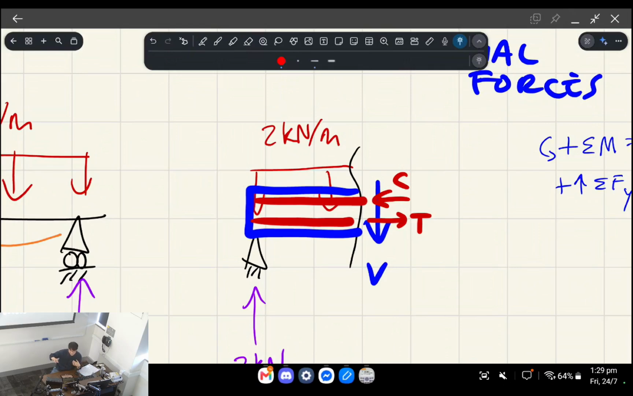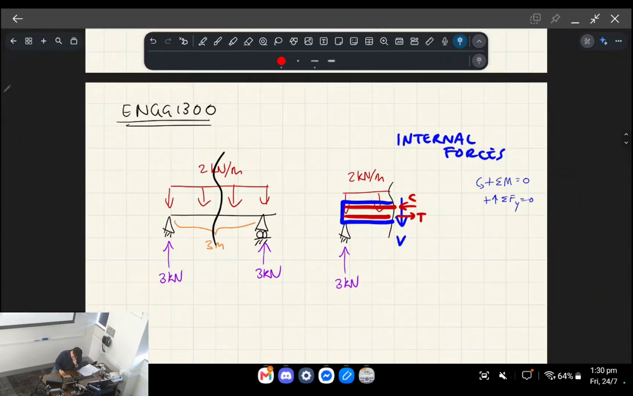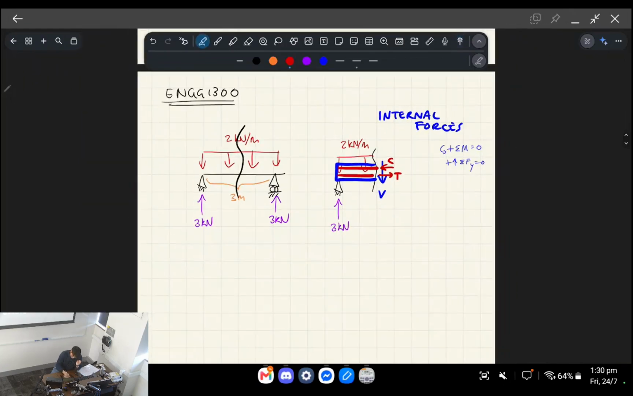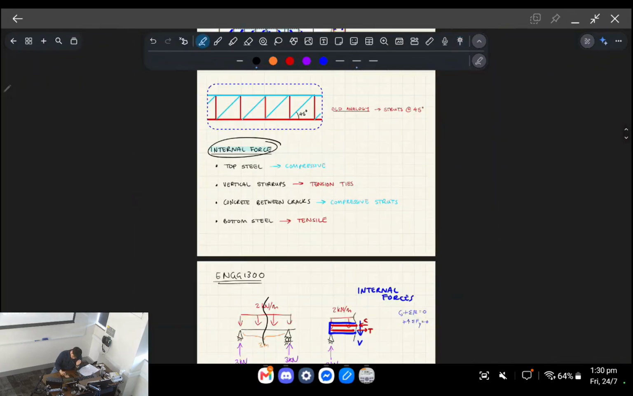It's just hidden away from you, right? So we have to basically figure out the internal shear capacity, which I'll tell you how to do in a second. But that's kind of where all these internal forces come from, right? Okay.